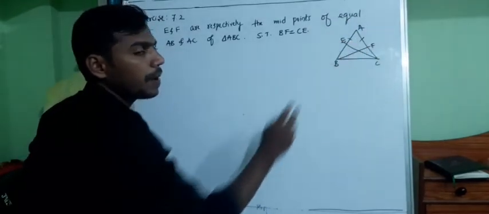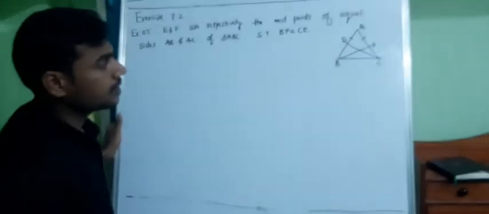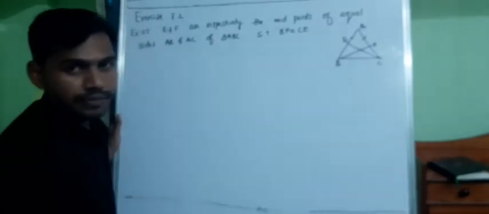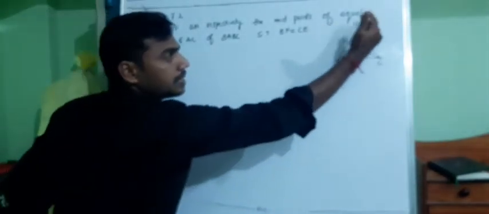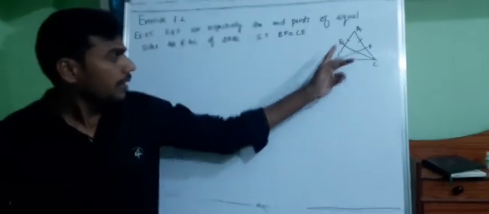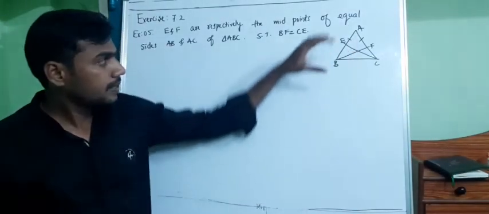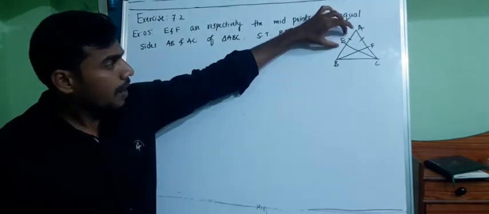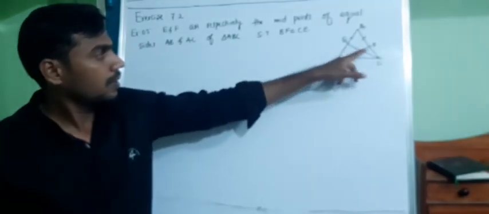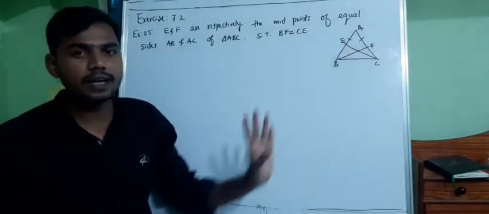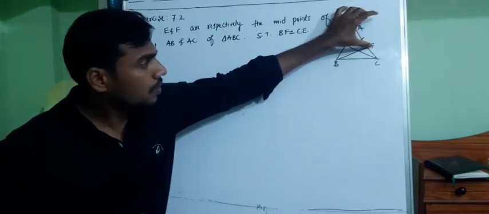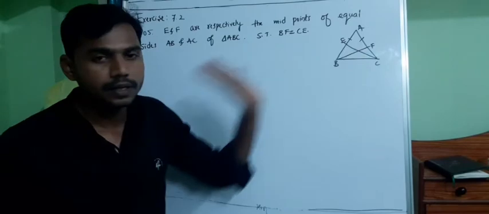Since these are the midpoints of two equal sides, the halves will be equal. Then AE will be equal to AF, since AB is equal to AC and E and F are the midpoints. Since it is a midpoint, this half will be equal to this half, because both the sides are equal and we are taking midpoints of both the sides. This half is equal to this half, and this half will be equal to this half.